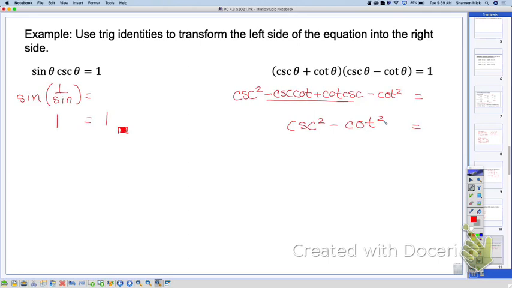Or I can go, oh wait, functions squared. What identities have functions squared? Pythagorean. Okay, so I see squared functions. Do I have one that has cosecant and cotangent together? Yes, I do. I have 1 plus cotangent squared equals cosecant squared, yes?